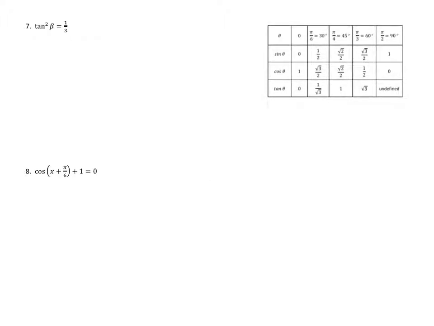Okay, let's look at number 7. We have the tangent squared of beta equals 1/3. And just like in a normal algebraic equation, when we have x squared, we can use the square root property and take the square root of both sides. So let's take the square root of tangent squared. We have to take both sides. That's the square root property. And when we do that, we have to include plus and minus the possibilities.